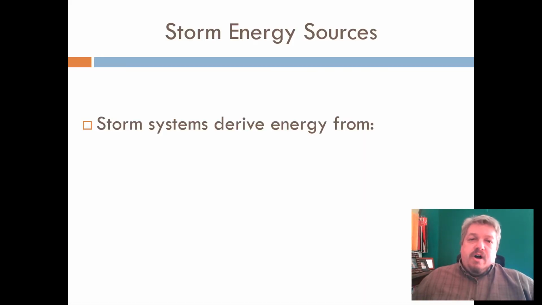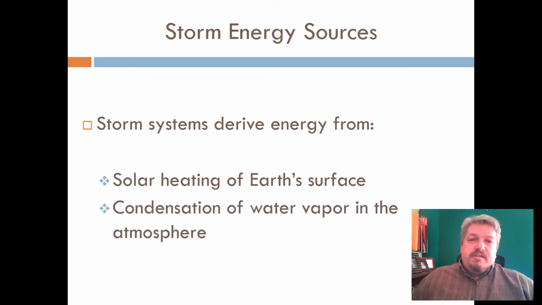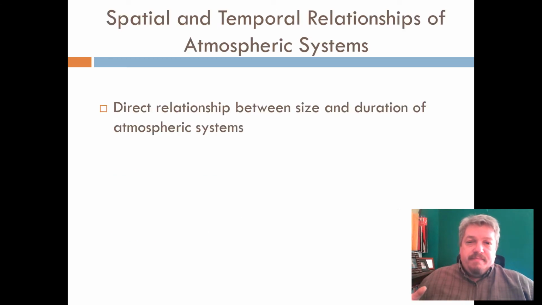Like all storms and most all weather, we get their energy from heat. The sun heats the Earth's surface, which also puts water vapor in the air. And it's the condensation of water vapor, the energy that is created or lost when condensation and evaporation occur.